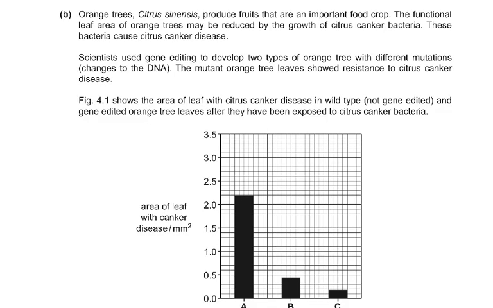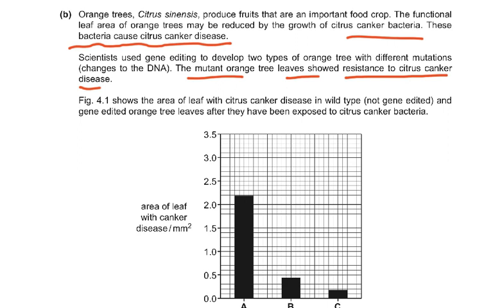Orange trees, Citrus sinensis, produce fruits that are important food crop. The functional leaf area of orange trees may be reduced by the growth of citrus canker bacteria. These bacteria cause citrus canker disease. Scientists use gene editing to develop 2 types of orange trees with different mutations. The mutant orange tree leaves showed resistance to citrus canker disease.